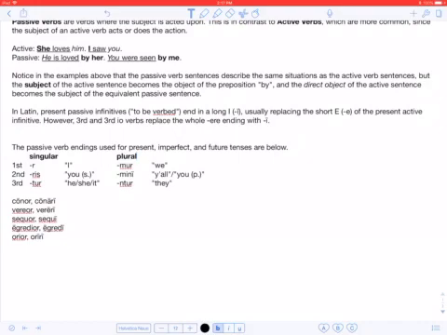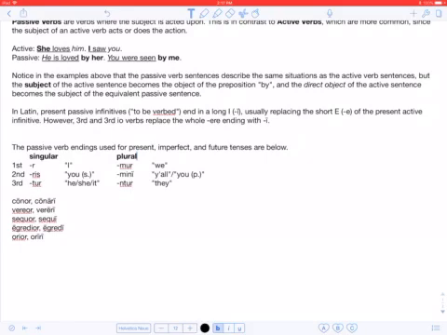Okay, so in the singular, you get R for I, you get ris for you singular, tur for he, she, it, mur for we, mini for y'all, and ntur for they. So R, ris, tur, mur, mini, ntur are the passive endings. Little song that we sing sometimes. R, ris, tur, those are the singular. Mur, mini, ntur, those are the plural endings.